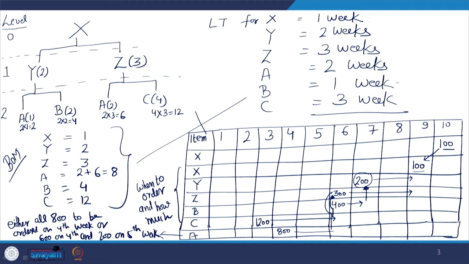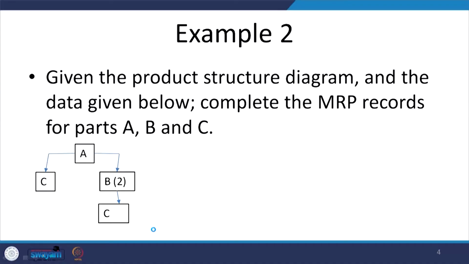So, this is one example we understood for material requirement planning. Now, let us do one more example. Here we have a product structure available to us, and in this we have some data available to us, where we need to see how to complete the MRP records for product A, B, C.